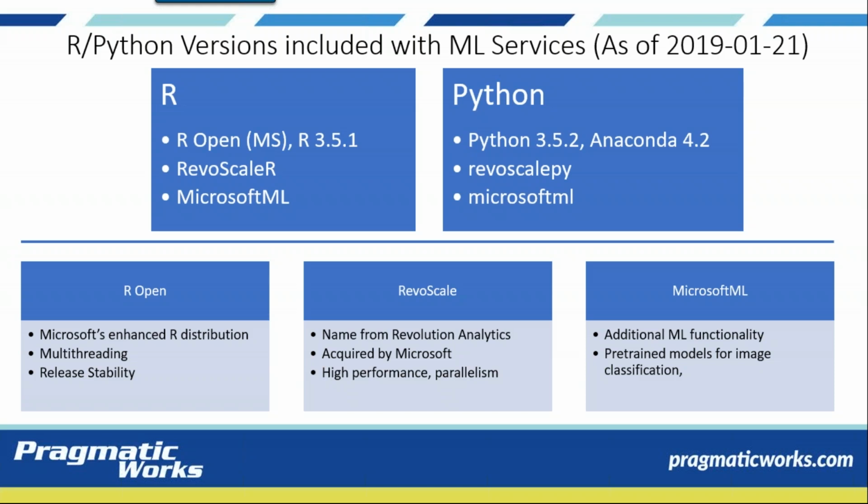And then quickly on the MicrosoftML package, Microsoft has developed a package with some additional machine learning functionality. A couple of specific examples are that they've provided some pre-trained models, including one for image classification. I left something off the list there, but there's another key piece of functionality around pre-trained models that they've supplied. The point of this slide is to say, yes, when you install R and Python you get that base code, but you also get a couple of extra features that Microsoft has provided.